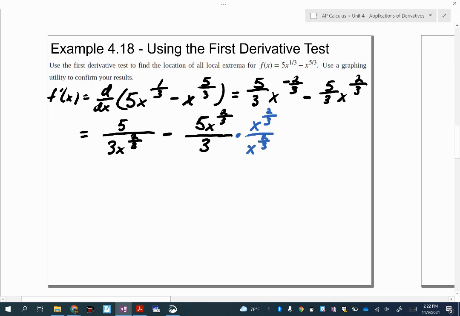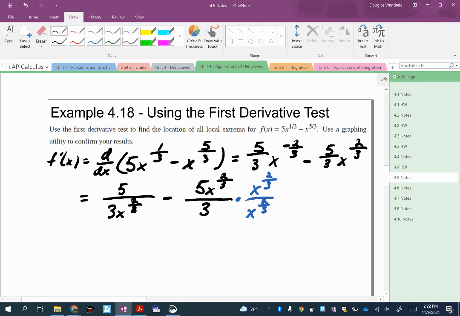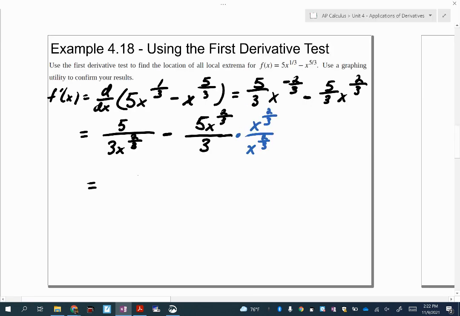There we go. So now that's going to give me 5 minus, now watch what I do here. All right, x to the 2/3 times x to the 2/3, since you're multiplying with the same base, you're going to add the exponents. So 2/3 plus 2/3 is going to be 4/3, all over 3 times x to the 2/3 power.